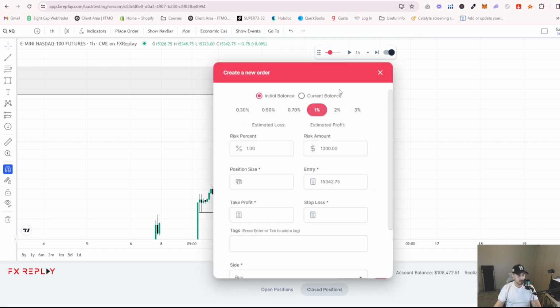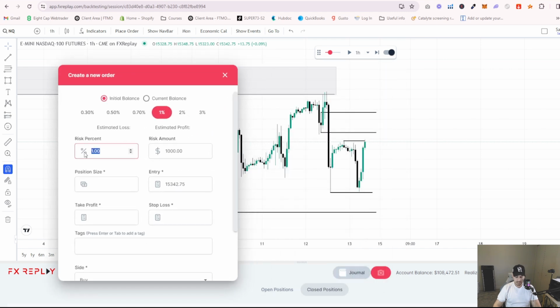I'm going to risk about 1.5% to end the week off here. And we're going to market buy here. And then I'm going to place my stop loss right above this candle's high right here, 15,439. So it's going to be my stop loss, 15,439.